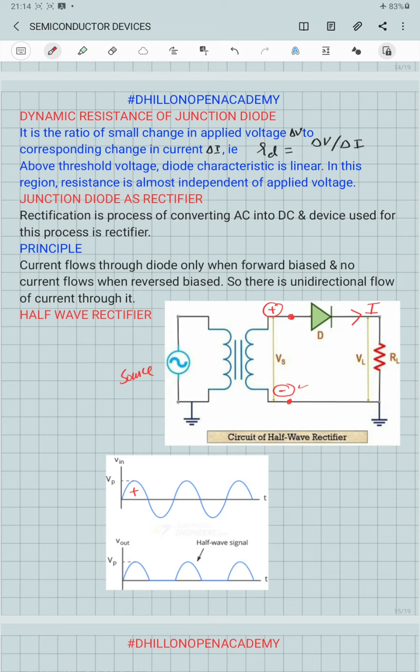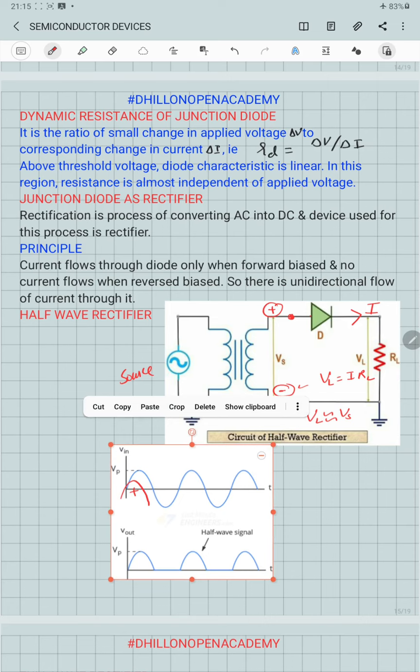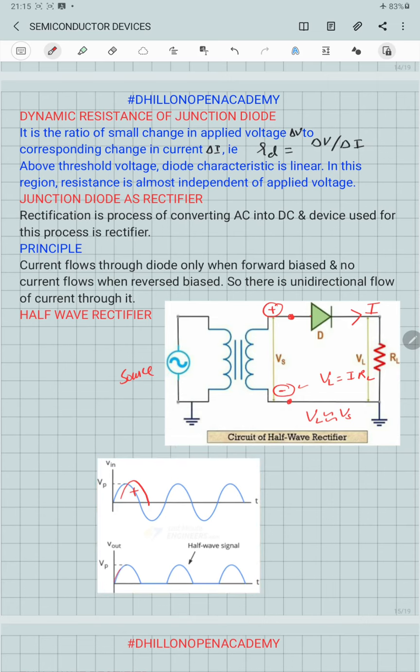So when this current I flows through the load resistance RL, it produces a voltage across it which is equal to I into RL, and the value of this load voltage VL is approximately equal to the voltage present across the secondary. So in this case, when a positive half cycle appears across the secondary coil, corresponding to it across the load resistance RL, we also have a positive half cycle obtained across it.